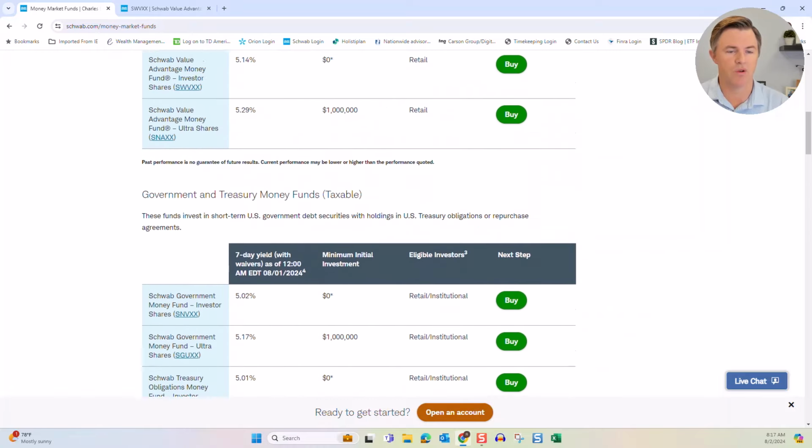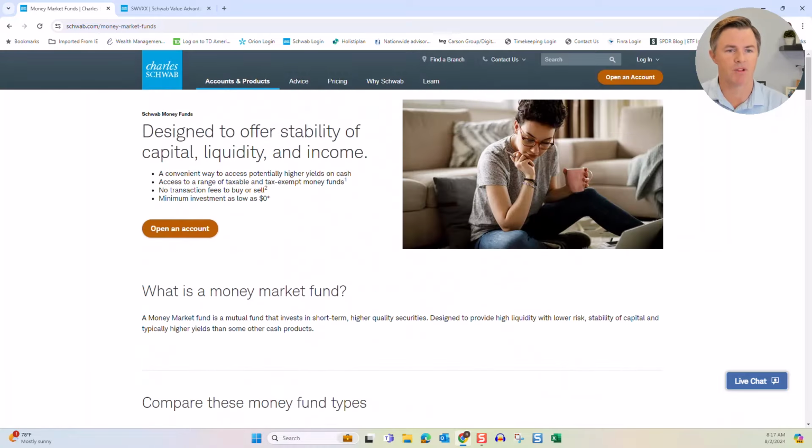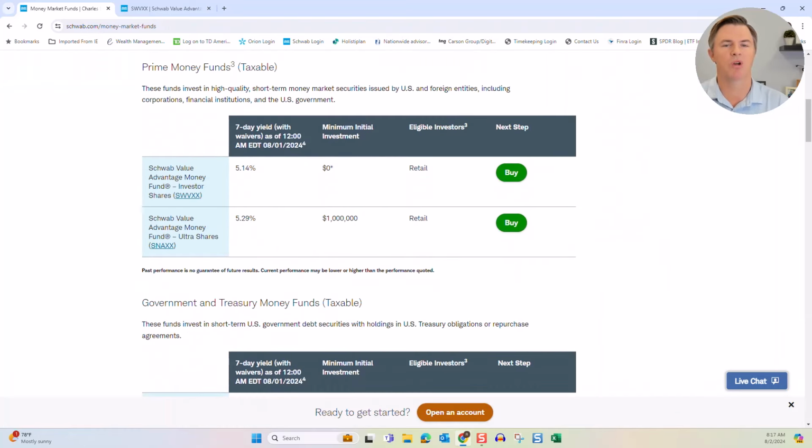So that's the good news, that Schwab has a lot of options. The bad news is that to be able to get into these funds, you have to take the next step. So that's what a lot of people fail to do. The next step is that you actually have to purchase these funds.